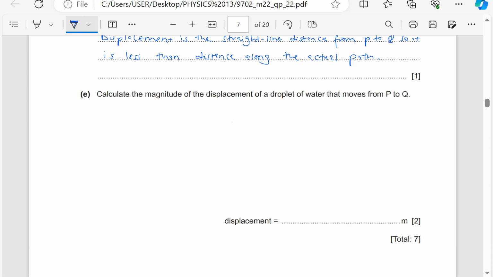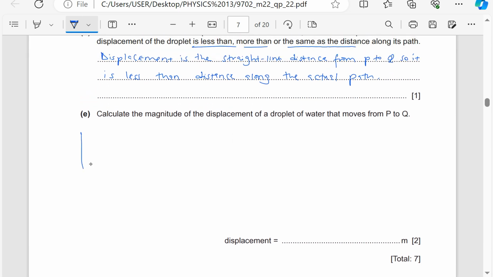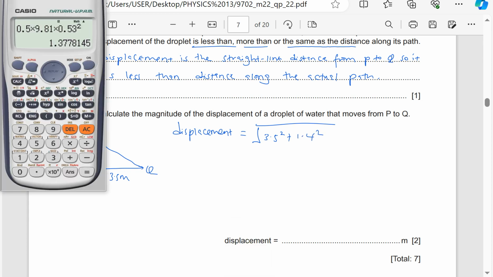So calculate the displacement. So we have the vertical distance was 1.4 from P, and we have the horizontal distance was 3.5 meters to Q, and the displacement is this one here. So this is the right angle. We just use Pythagoras theorem. 1.4 squared plus 3.5 squared is equal to displacement squared. So I'll just say displacement is going to be the square root of 3.5 squared plus 1.4 squared using Pythagoras theorem.